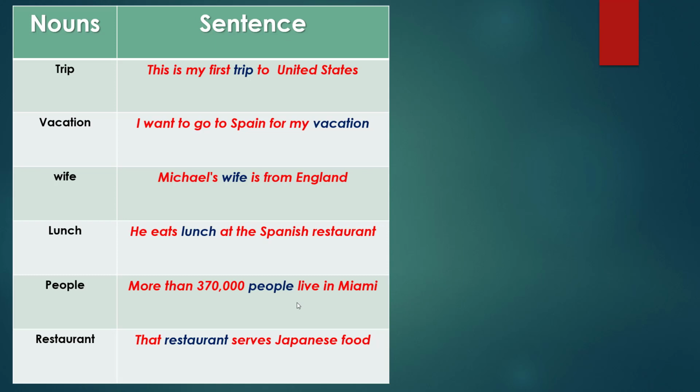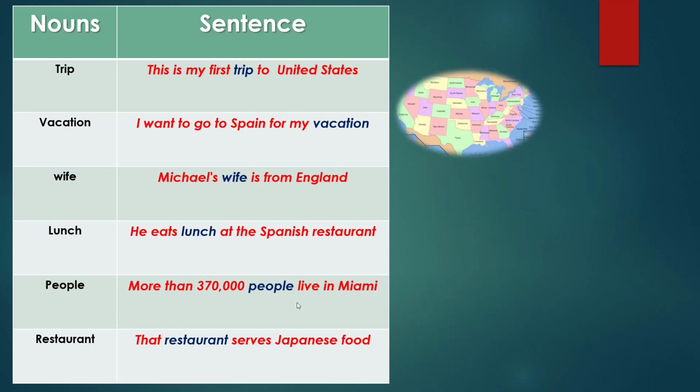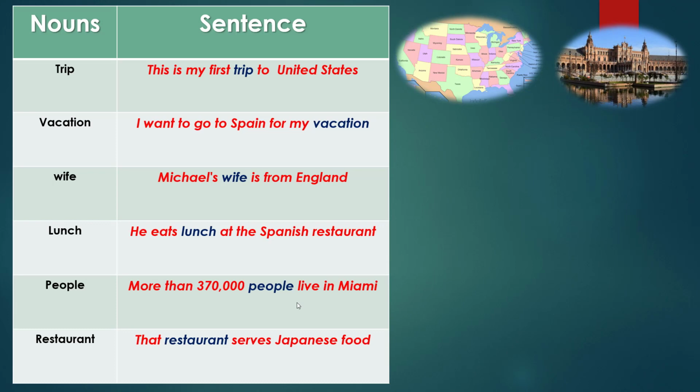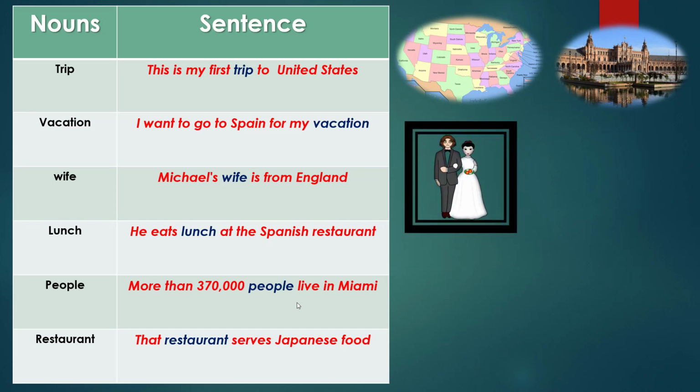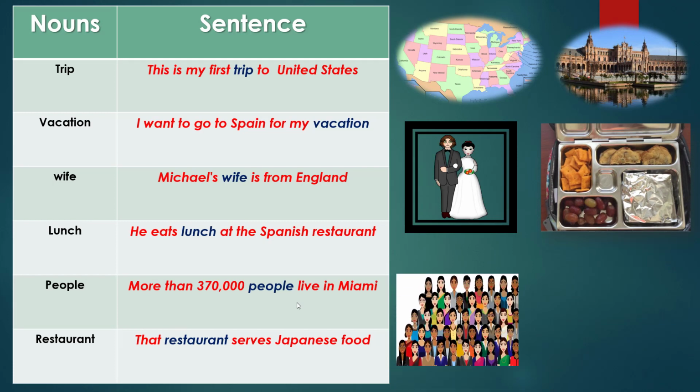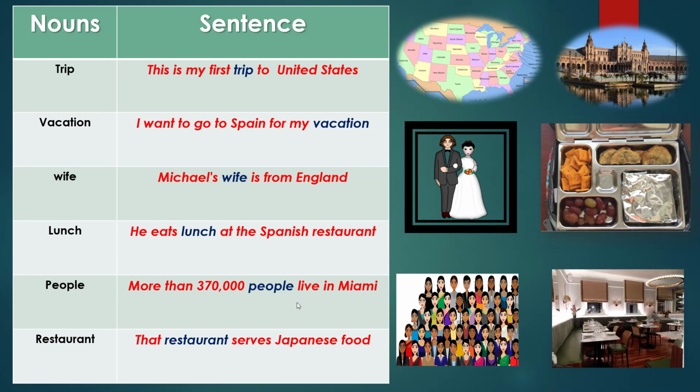Some more examples of nouns are trip, vacation, wife, lunch, people, restaurant. We will see each noun in a sentence. This is my first trip to the United States. I want to go to Spain for my vacation. Michael's wife is from England. He eats lunch at the Spanish restaurant. More than 370,000 people live in Miami. This restaurant serves Japanese food.